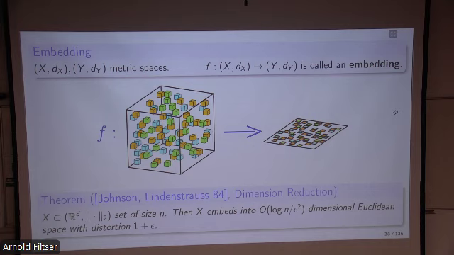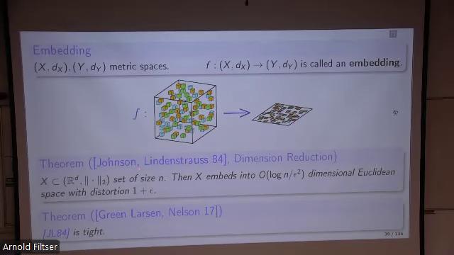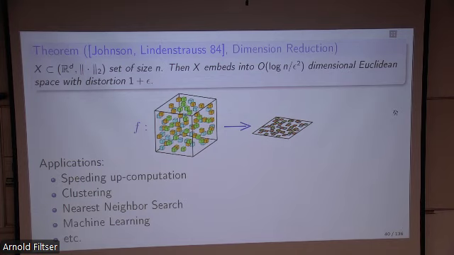Think about it: nowadays when you collect some data, usually you have numerous coordinates representing lots of different stuff, maybe even more than the number of points. And this tells you that you can always assume that the dimension is log n, and you're paying for it only slightly. And this is also tight. There are sets of points such that you indeed need this number of coordinates to preserve all distances up to a 1 plus epsilon factor. And this is used to speed up computation. Now the dimension is small for clustering, nearest neighbor search, and various machine learning applications. We shall now go over.